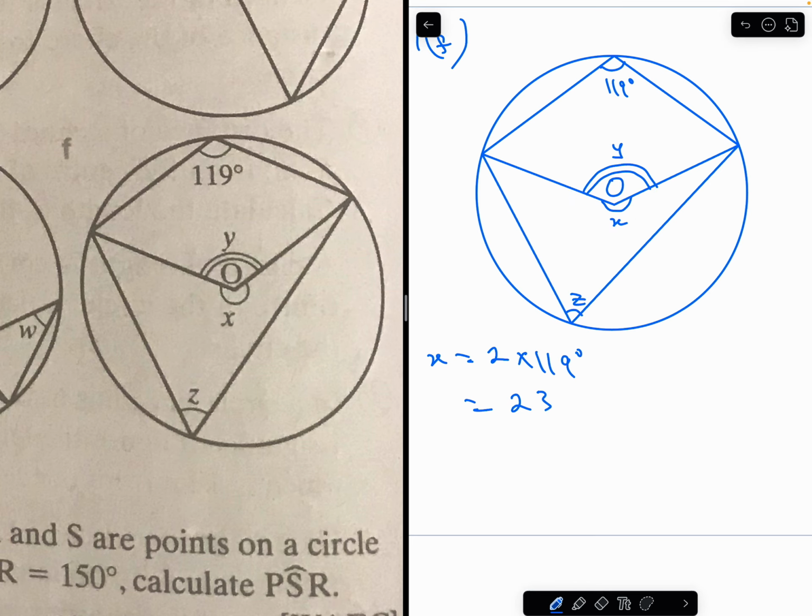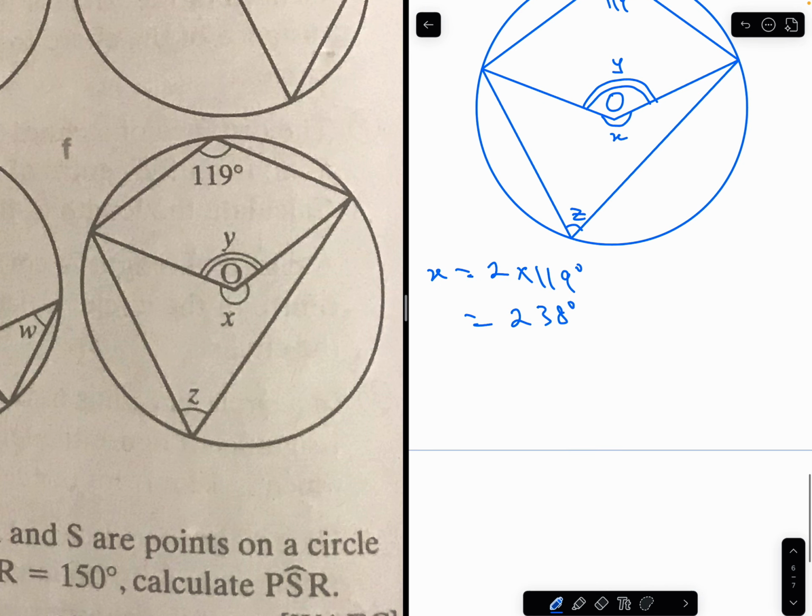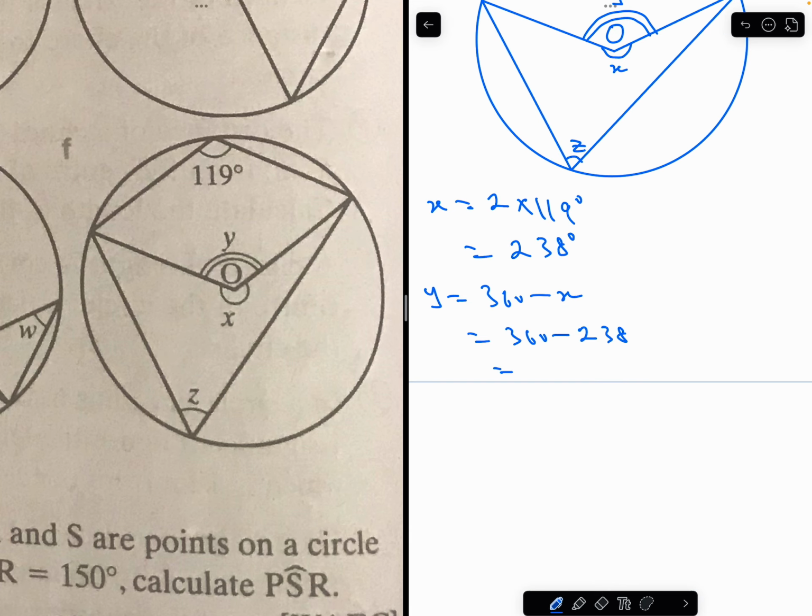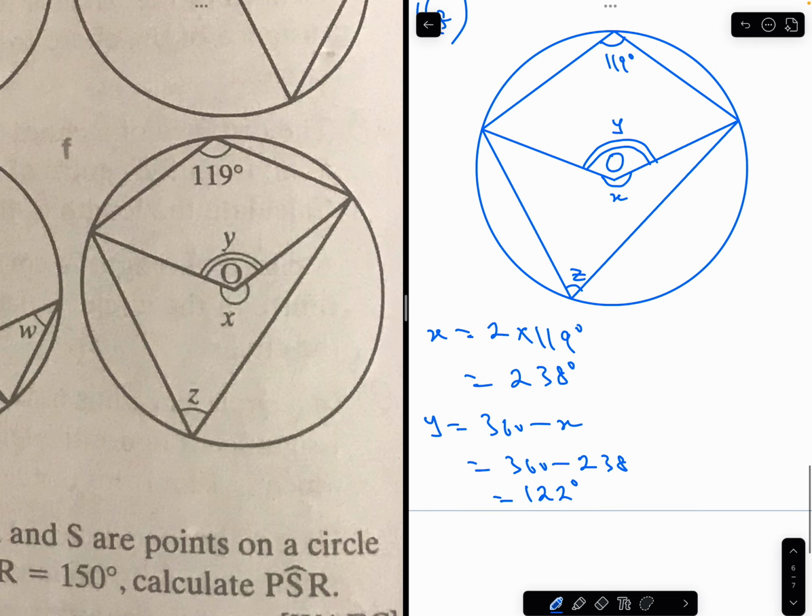So that's 238 degrees. Now how do we find y? If we know x, we know that x plus y is 360 degrees, angles at a point. So that means y equals 360 minus x, which is the same as 360 minus 238 degrees. And that's equal to 360 minus 230 is 130, minus 8 is 122 degrees. That's the value of y.